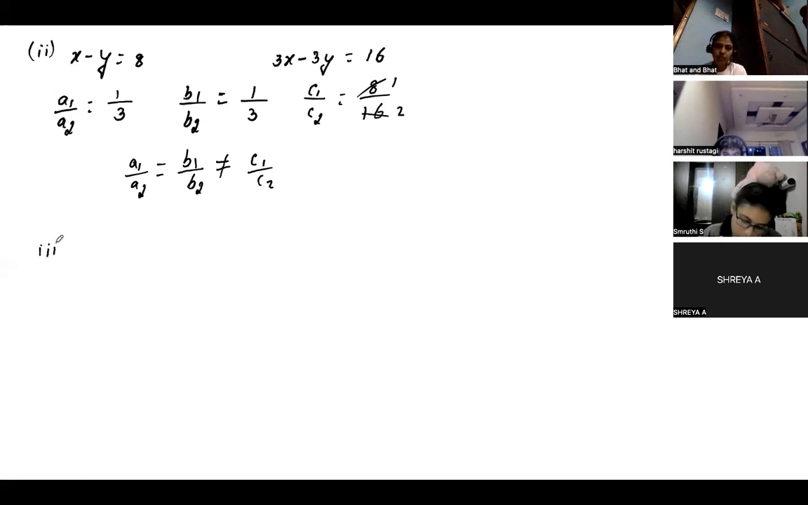Next, we'll go to the third one. What is the third question? 2x plus y minus 6 is equal to 0. Graphically, no need, because it is inconsistent. I told you, only if it is consistent, you have to draw a graph. Oh, okay. Only if it is consistent, you have to do the solution using the graphical method.